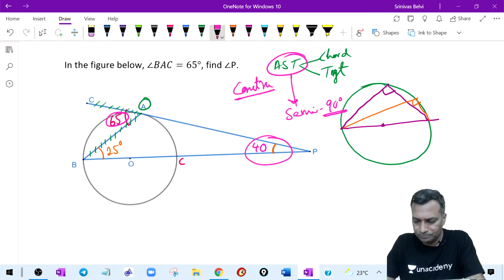Comfortable? All good here? You reached 40? Everybody reached 40? Along with me or not along with me, doesn't matter, but did we all reach 40 there? What is the answer?